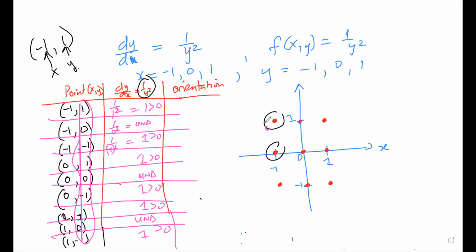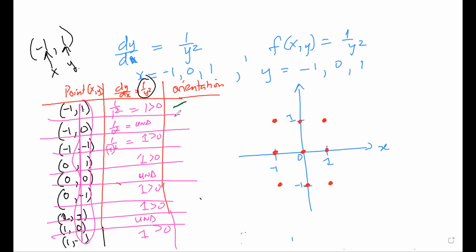We now need to put the line elements. So let's go and put the line elements. Let me remove the break there. Now let me put green. Let's put the line element. So at the point minus 1, 1 here, there is a positive gradient or positive slope. So the orientation should just be from the top left to bottom right, from the bottom right to top left.